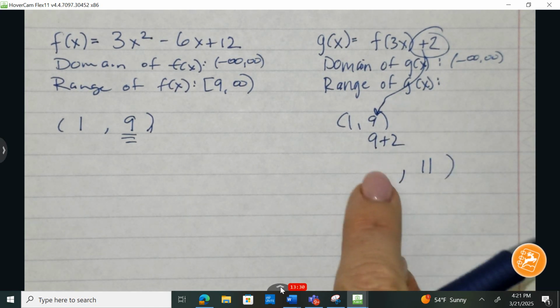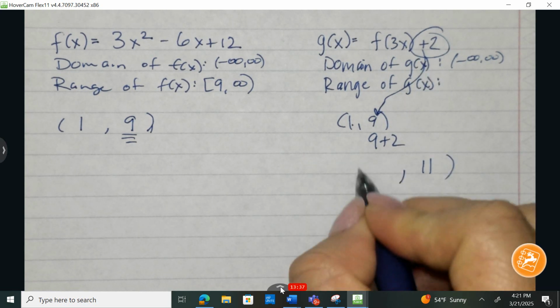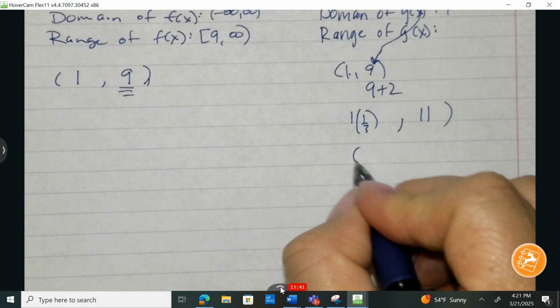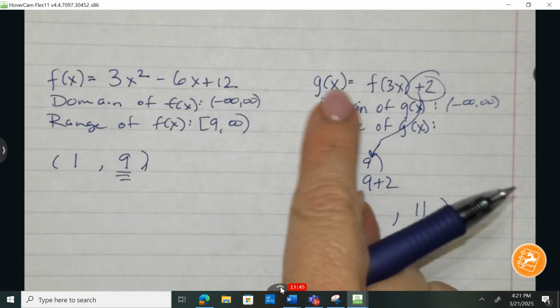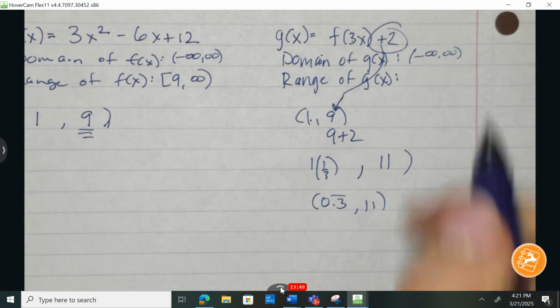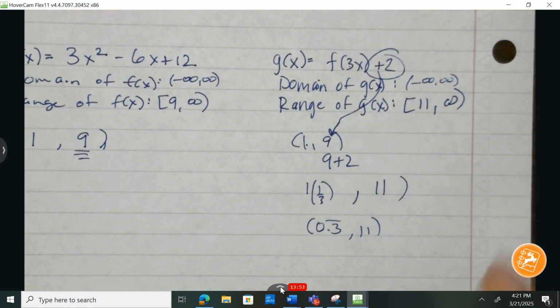so it's going to go up to 11. Now the x part of the coordinate for the vertex will be taking this 1, and then we're going to multiply it times 1/3. 1/3, by the way, is equivalent to 0.3 repeating, so this is going to be the coordinates of g of x for the vertex of this parabola that opens upwards. So it's going to be as low as 11 because it opens upwards and no limit how high it goes.